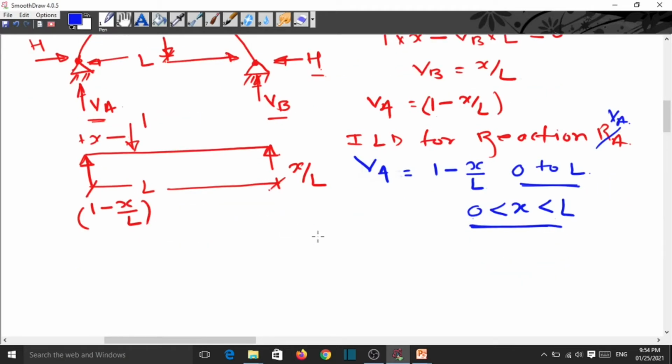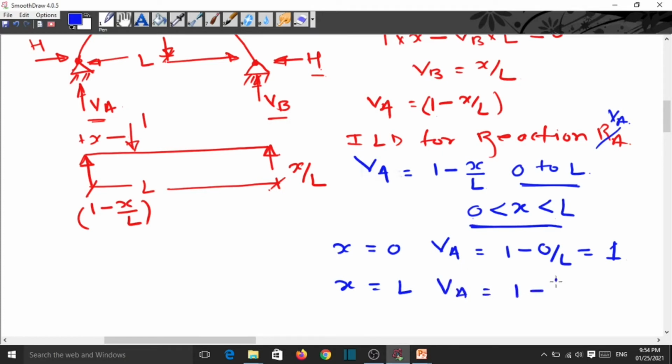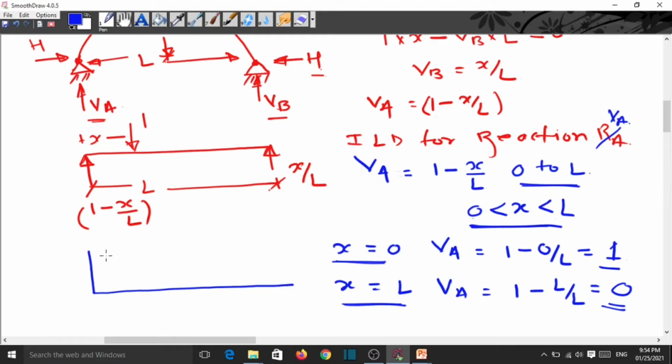So now here, when X is equal to 0, what is the value of VA? 1 minus 0 by L, so this is 1. And when X is equal to L, VA is equal to 1 minus L by L, this becomes 0. It means when X equals 0, VA is equal to 1, and when X equals L, VA is equal to 0. So we can draw the ILD here. X equal to 0 is 1, and here is 0. So join this by a linear line. This is 1. This is the ILD for reaction VA. We are representing it as VA.